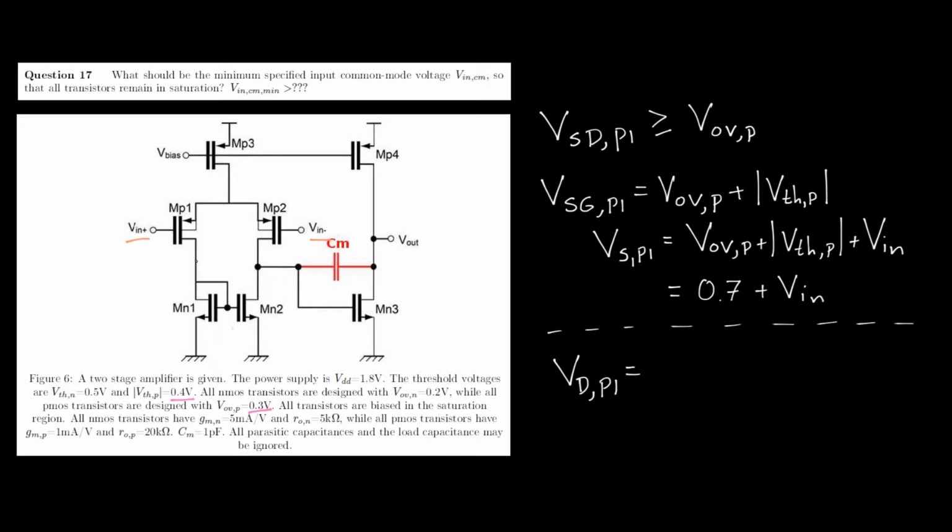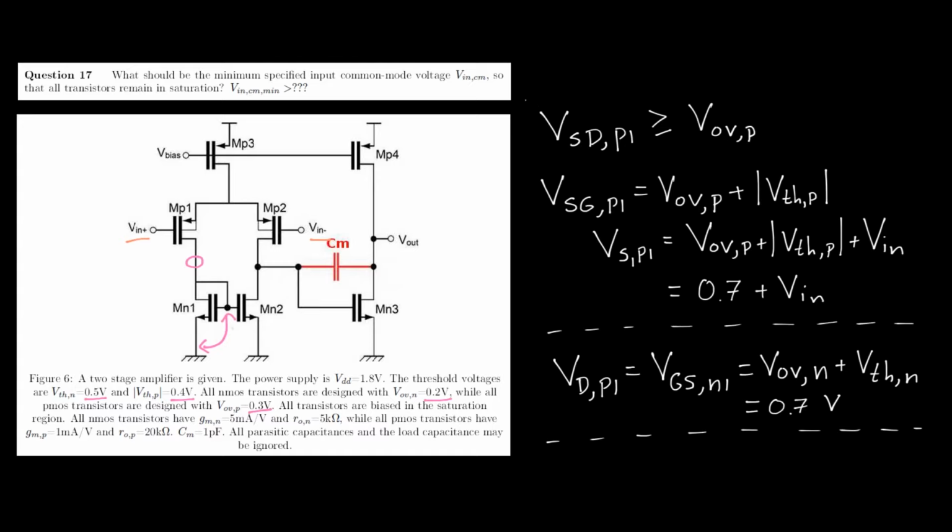To find the drain voltage of P1, we can use the fact that the NMOS transistor has its drain and gate connected directly. That means that this voltage right over here is just the same as the voltage drop from the gate to the source of Mn1. And to find the gate source voltage of N1, we can use the same knowledge of the overdrive voltage that we applied above, but then for the NMOS transistor. Filling in the values from the caption, which are 0.2 volts for the overdrive voltage and 0.5 volts for the threshold voltage, will give us a drain voltage of 0.7 volts.